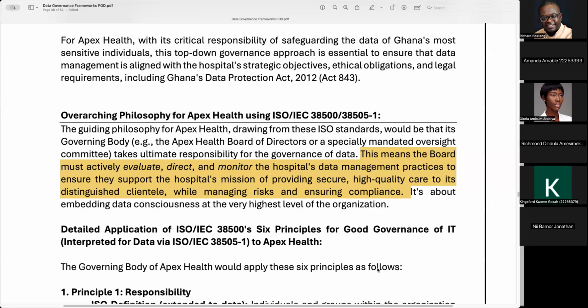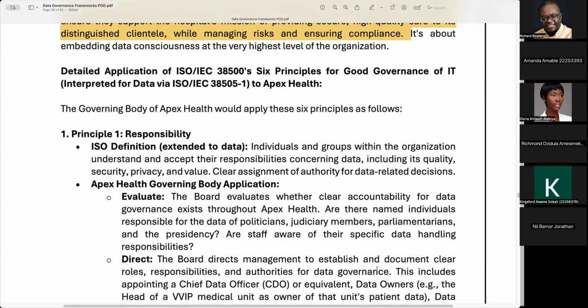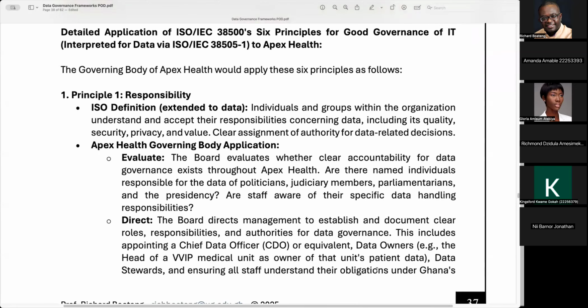So it's really about the board's active role and mindset. How does the framework guide them? Precisely. The framework outlines 6 core principles that the governing body should apply using a simple but powerful task model. Evaluate, direct, monitor. Let's look at the principles. Principle 1 is responsibility. The board must actively evaluate if clear accountability for data exists throughout the organization.